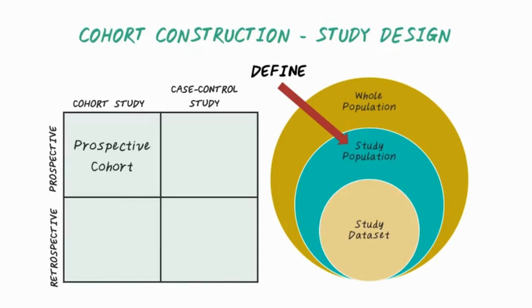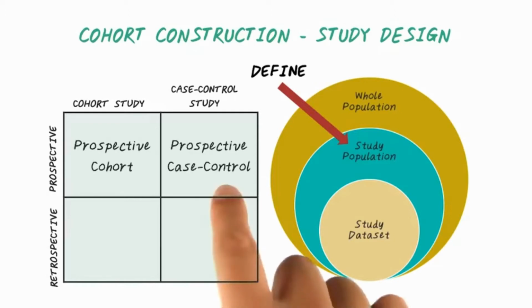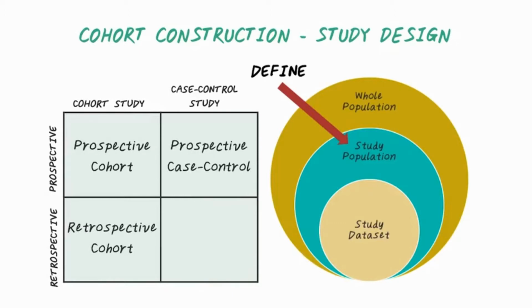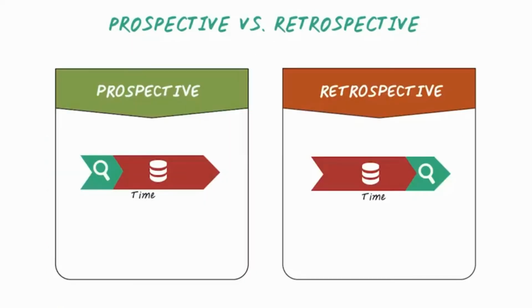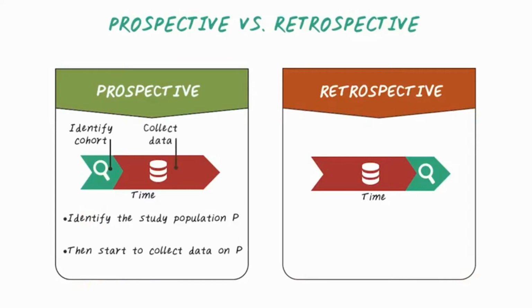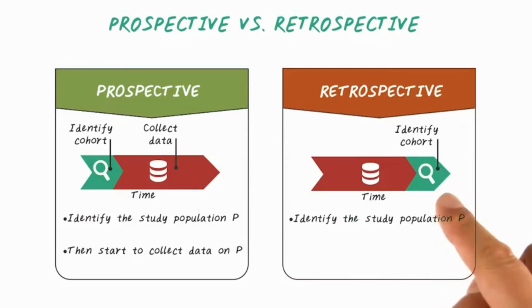Depending on the combinations, we have four different options: prospective cohort study, prospective case-control study, retrospective cohort study, and retrospective case-control study. In a prospective study, we first identify the cohort of patients, then decide what information to collect and how to collect it. Then we start the data collection.